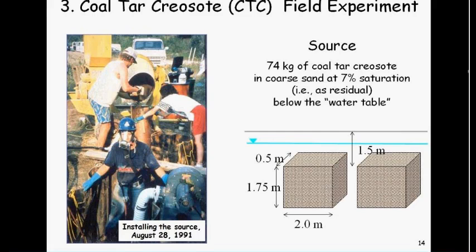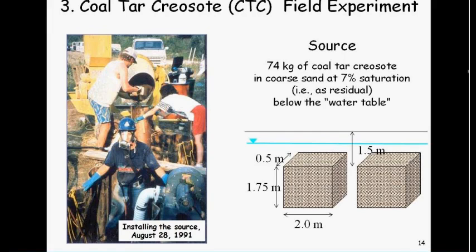So here's what we did. We emplaced coal tar creosote. That's a waste product that's used to preserve wood. Coal gasification and various industrial sources produce coal tar, all the same sort of chemistry. So what we did was create a source of coal tar creosote in the Borden aquifer. We emplaced 74 kilograms of coal tar creosote liquid.